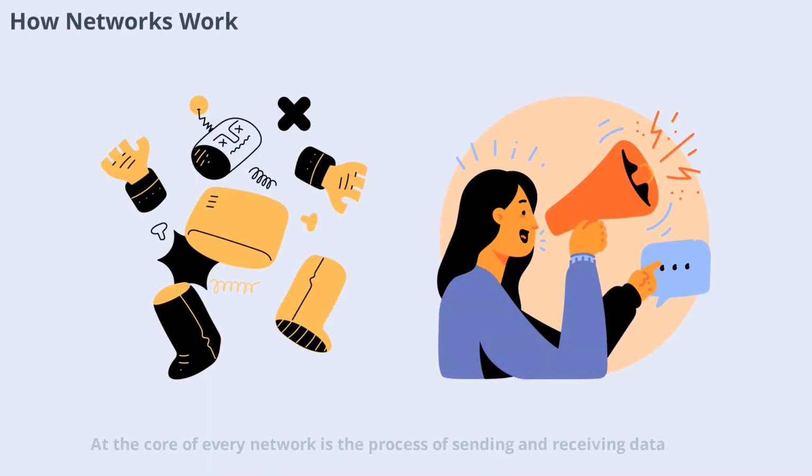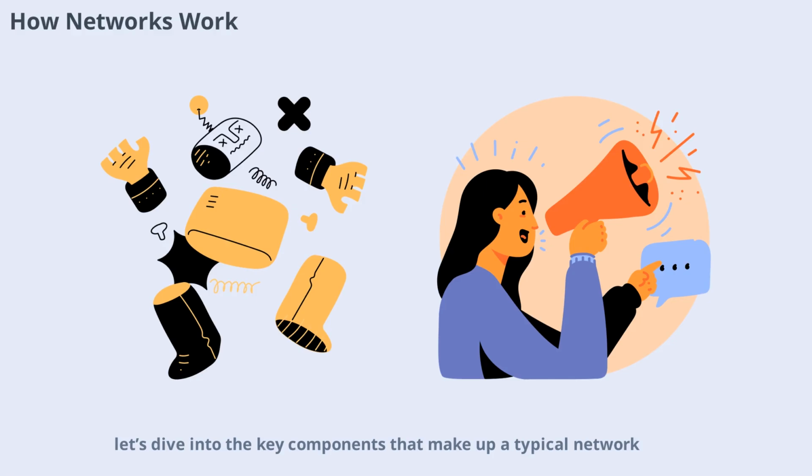The core of every network is the process of sending and receiving data. Devices communicate through cables or wirelessly using radio waves. Routers and switches help direct traffic, ensuring information gets to the right place. Data is broken into small packets sent across the network and reassembled at the destination. This process happens in milliseconds, allowing us to browse the web, send messages, and stream videos seamlessly.